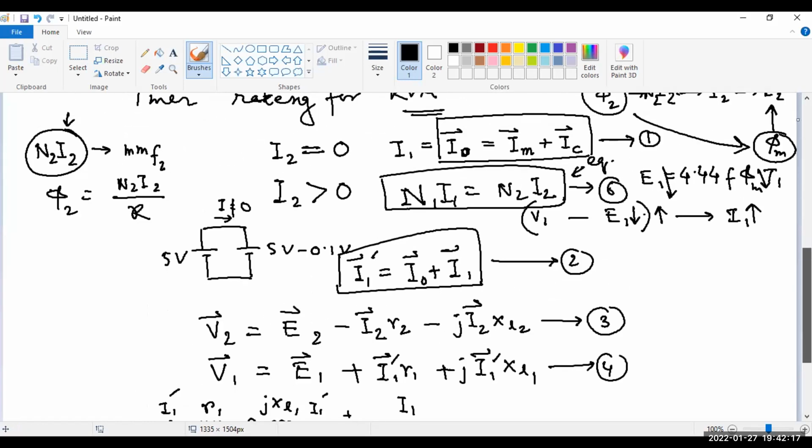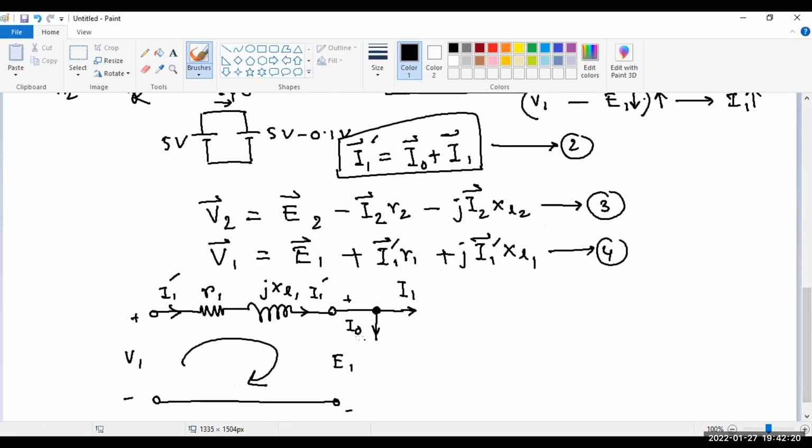Similarly, equation number 1, I0 is incoming. And what are the two outgoing currents? Outgoing currents are IM and IC. Yes, sir. So how would you draw now this IM? So how will you complete this circuit then?